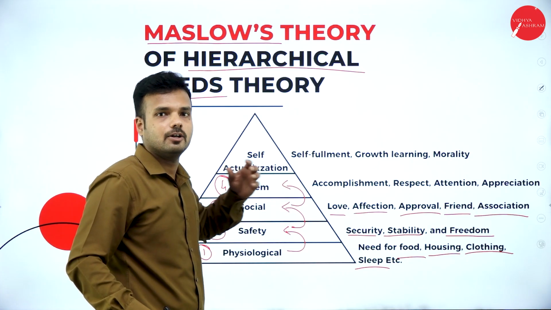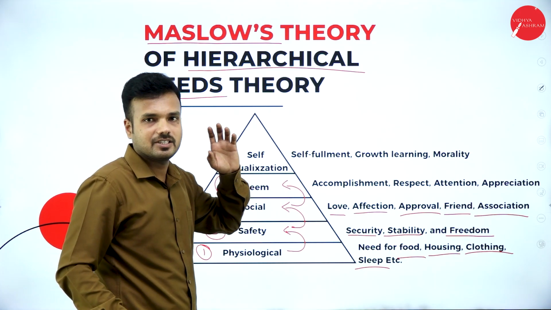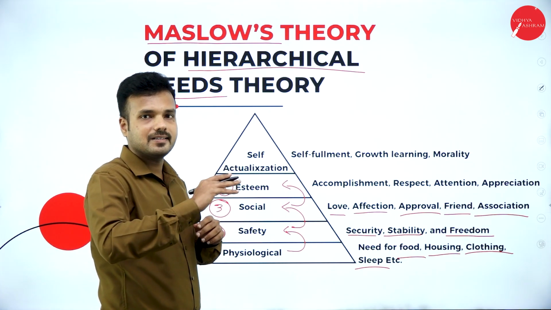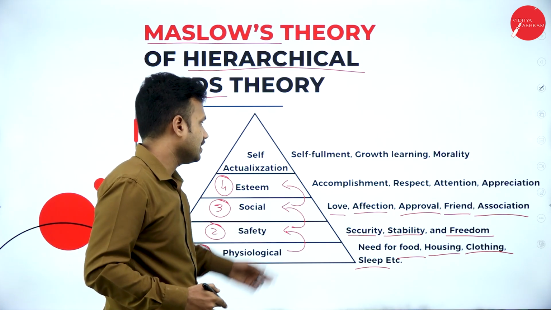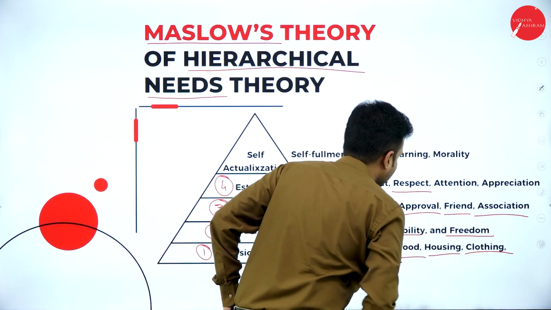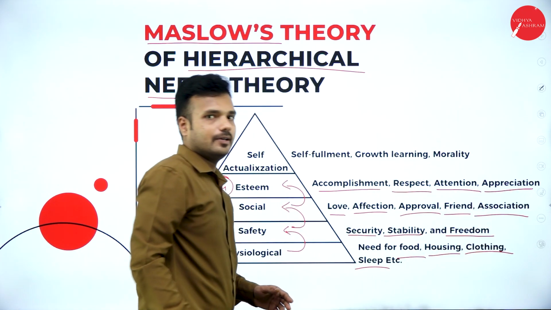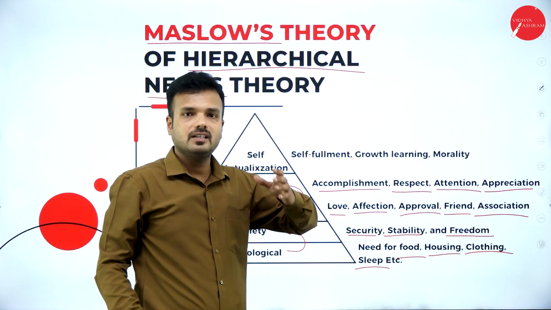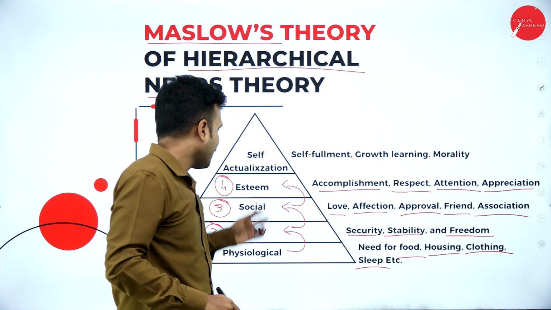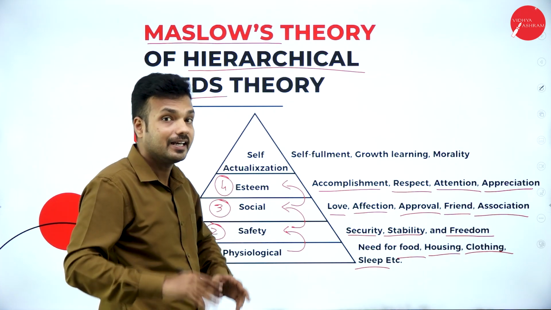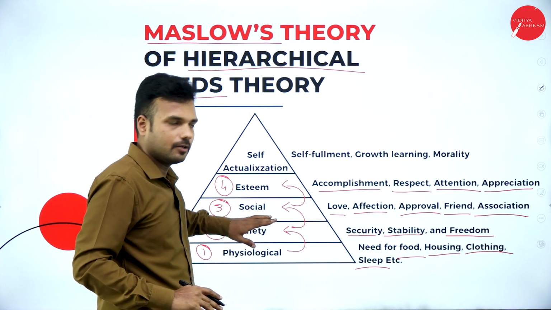Esteem need is a kind of recognition he has in a society, and in an organization. In terms of the organization, what happens? He is going to expect recognition. It may be accomplishment, respect, attention or appreciation. He is going to expect appreciation, and he is going to expect the attention of the superiors, right? So it is a kind of recognition that the individual requires. This state happens only after the fulfillment of the social needs of the individual.